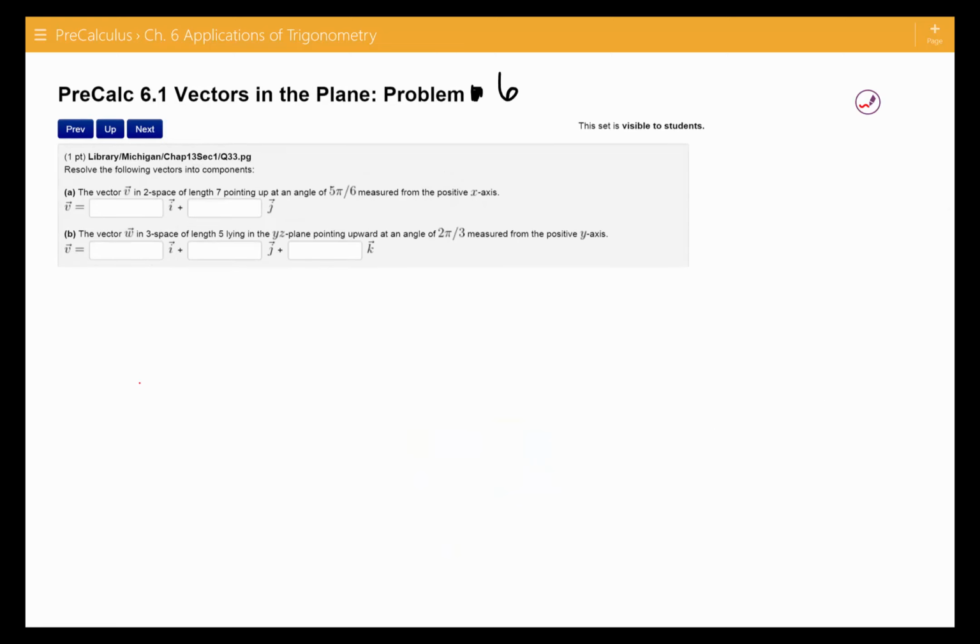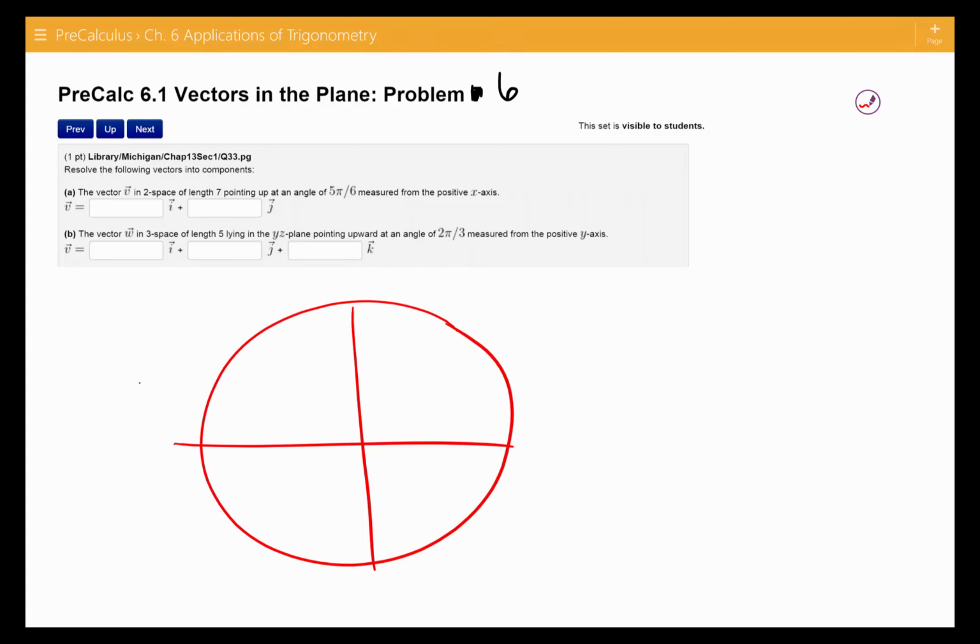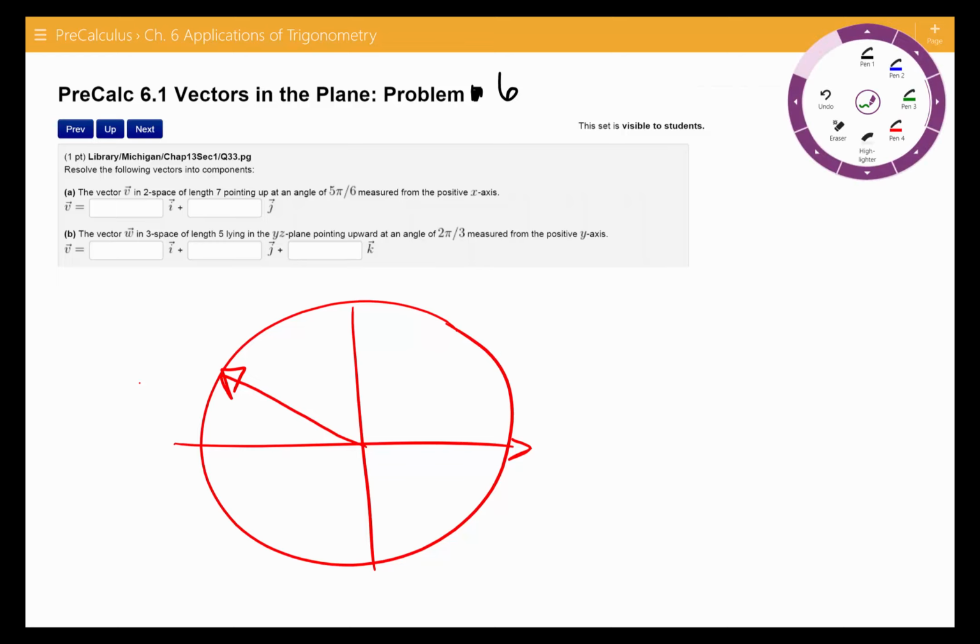The next problem wants us to find a vector v in 2 dimensions with a length of 7 pointing up at an angle of 5 pi over 6 from the positive x-axis. So let's draw that real quick. If this is the positive x-axis, and you rotate around 5 pi over 6, we know that's on our unit circle right here, 30 degrees from 180. So we're looking for this vector right here, which we need the x and y components here and here.